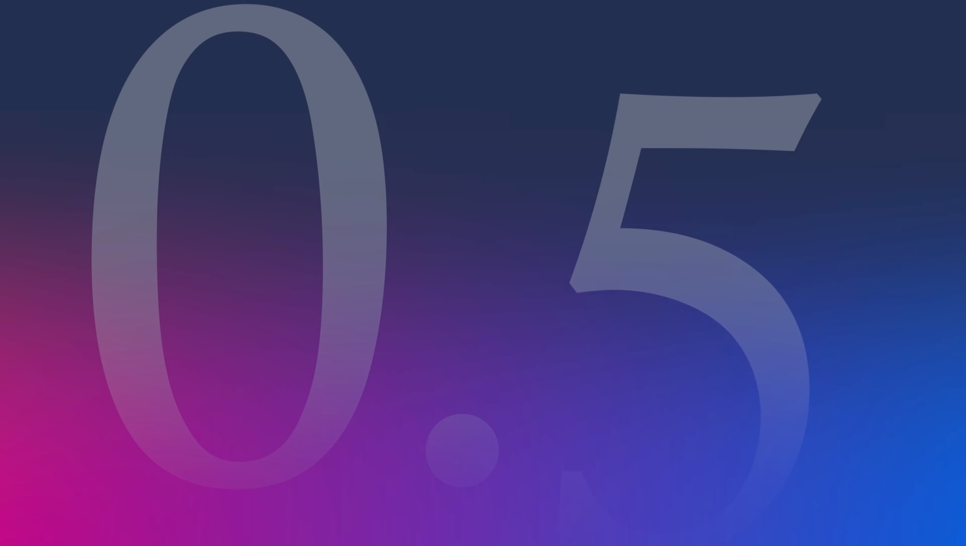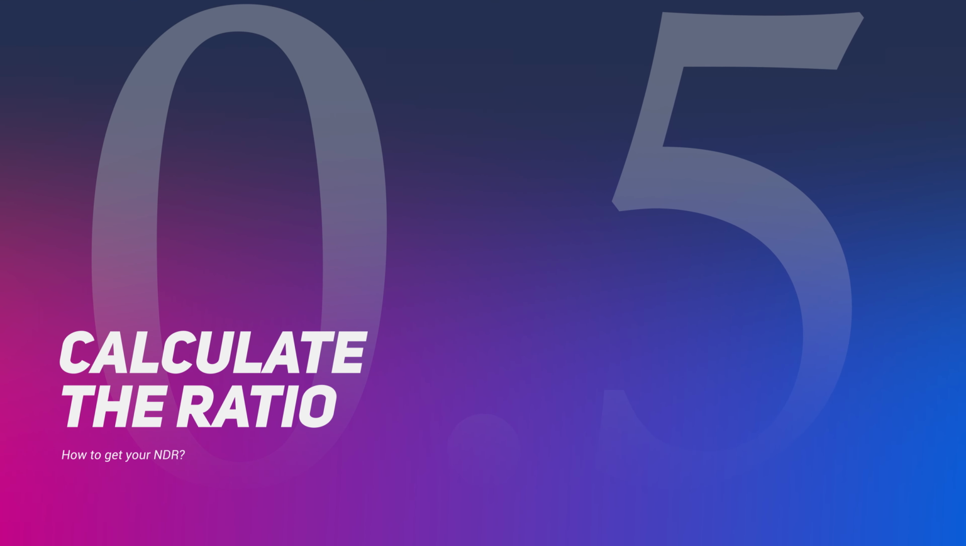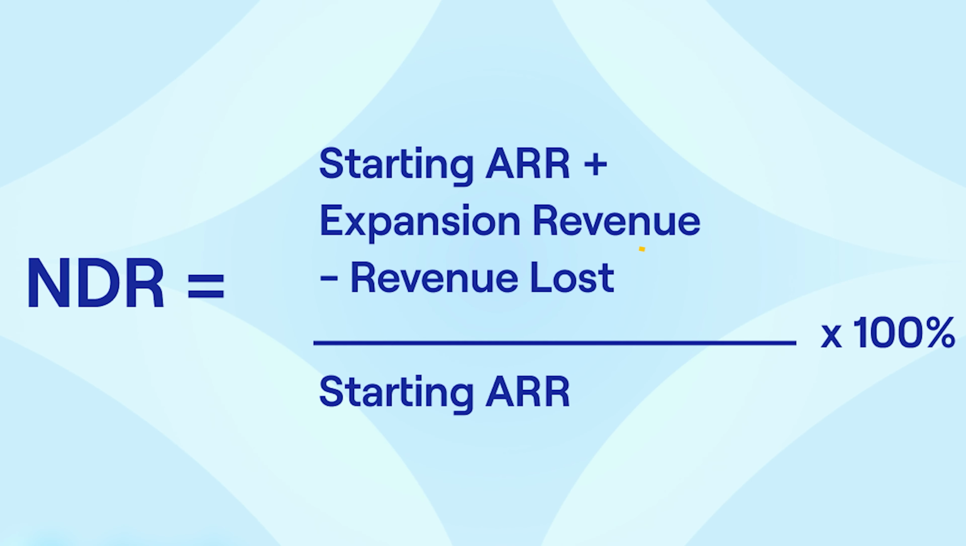Number 5, calculate the ratio. This is actually pretty simple. All you wanna do is take your ARR, that number you had at the beginning, and then you wanna subtract your churn, you wanna add your expansion, and then divide it by that same ARR again. And that will give you your NDR. And that'll give you the number. If the result is over 100%, that means you're gaining and your NDR is good. If it's under, you need to make some changes, focus on churn, focus on more expansion.